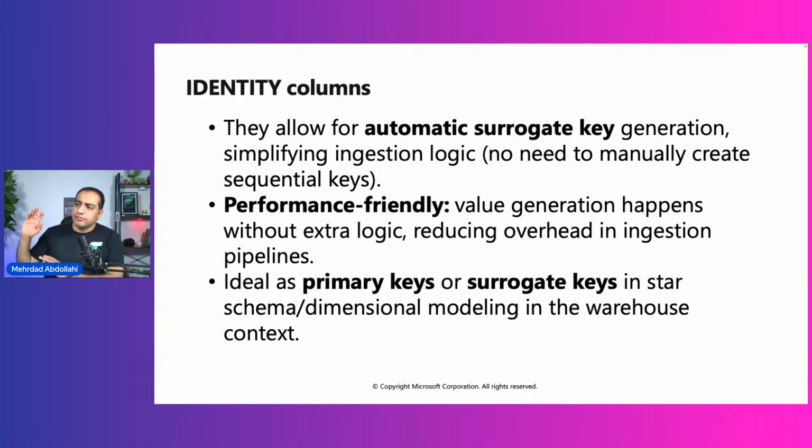You don't have to find the last created record, then just plus it one, or create a row number based on that. So with the identity column, you can just go for it. It is SQL based. It is performance friendly. You don't have to go for the extra logic, and it is ideal for primary keys or surrogate keys, as I mentioned, in the star schema or dimensional modeling in the warehouse.